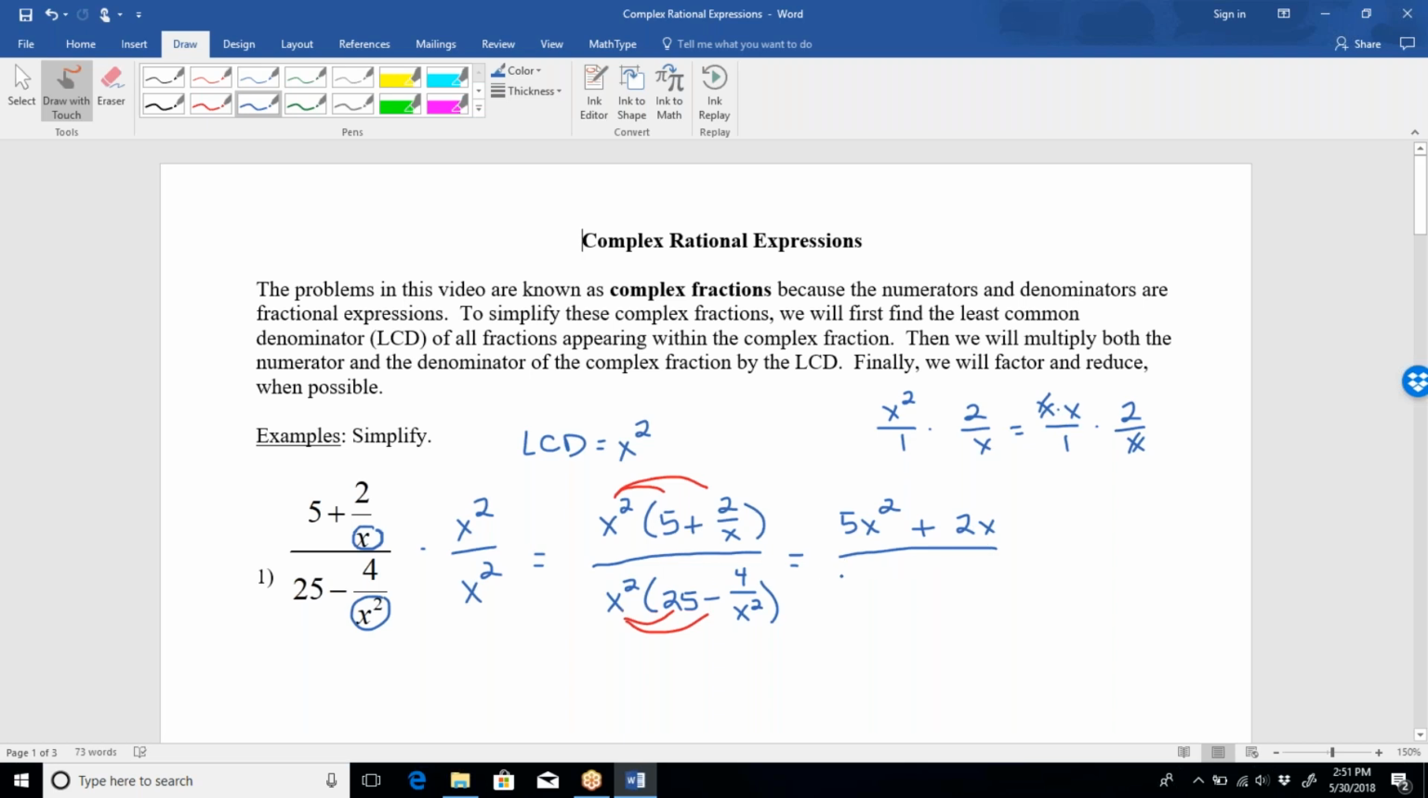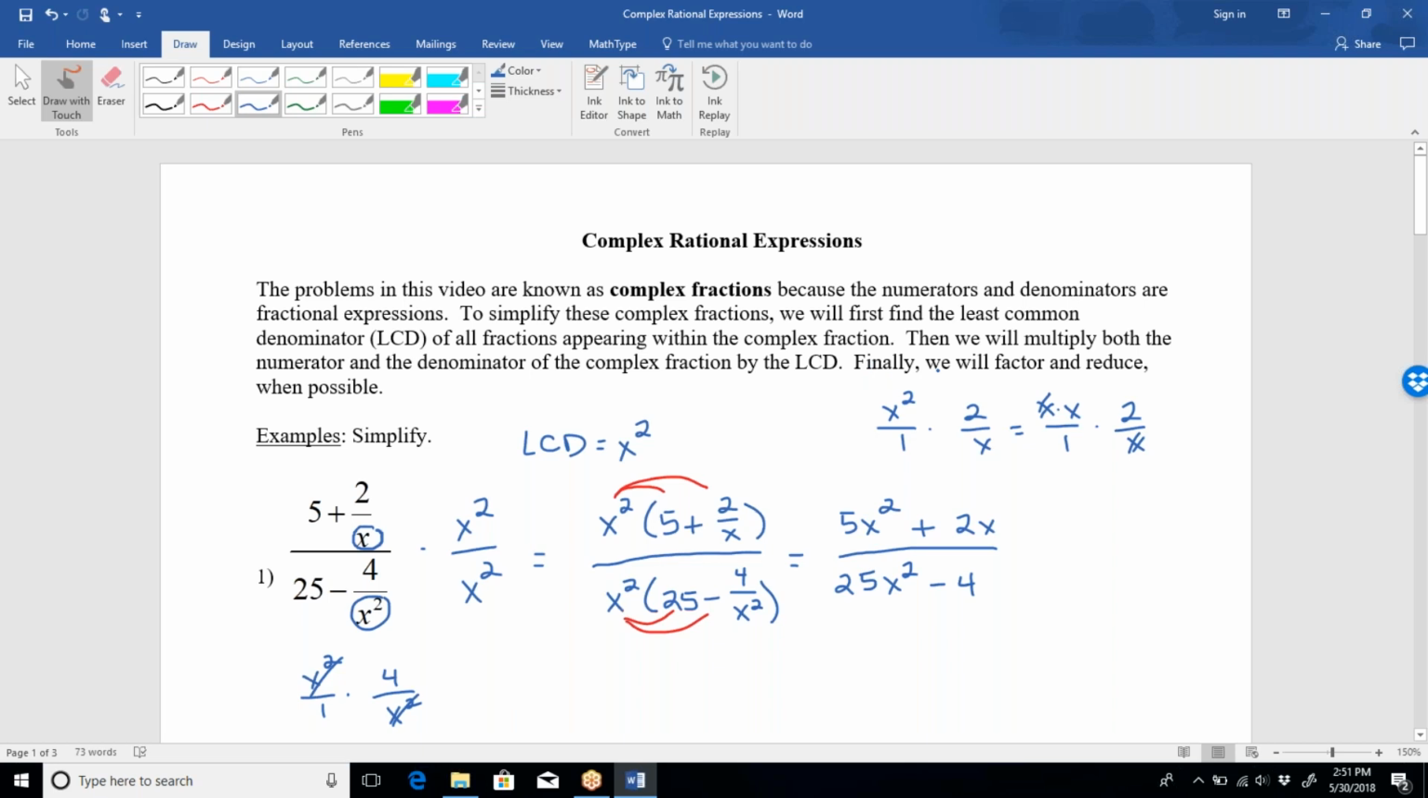Okay, then in the denominator, x squared times 25 is 25x squared, and then it's just going to be minus 4. Kind of about the same thing here. If I'm going to take x squared over 1, and I'm going to multiply it times 4 over x squared, I can see that I'll be able to cross cancel these x squareds, and I'm just going to have minus 4. Okay, so we have 5x squared plus 2x all over 25x squared minus 4.